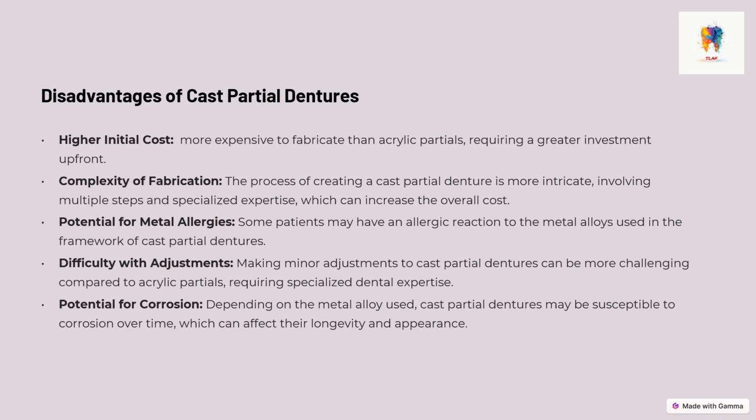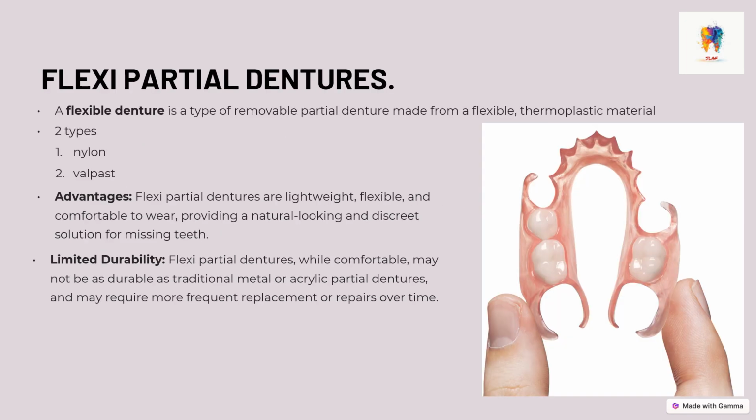Then we have the flexi partial denture. This is the third and final type based on materials. We covered acrylic, we covered cast partial dentures. Now we are on the third and final type of partial denture based on material, that is the flexi partial denture, given the name because they are flexible. You can see in the picture that it's bending. The pressure is being applied by the fingers at the end of this denture, and it's bending. Most partial dentures are not flexible.